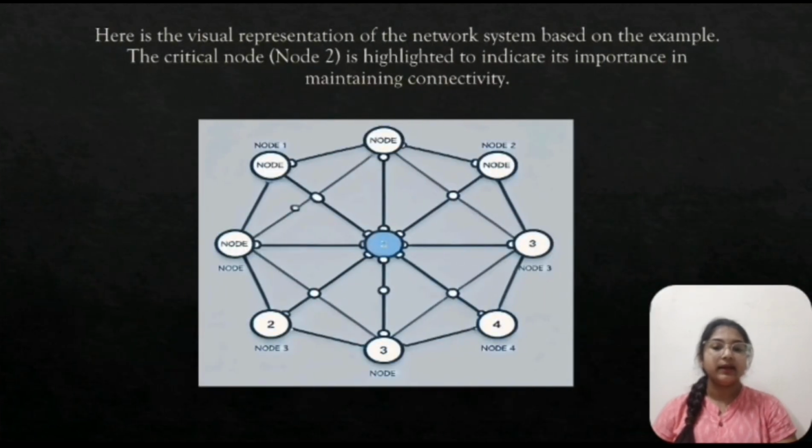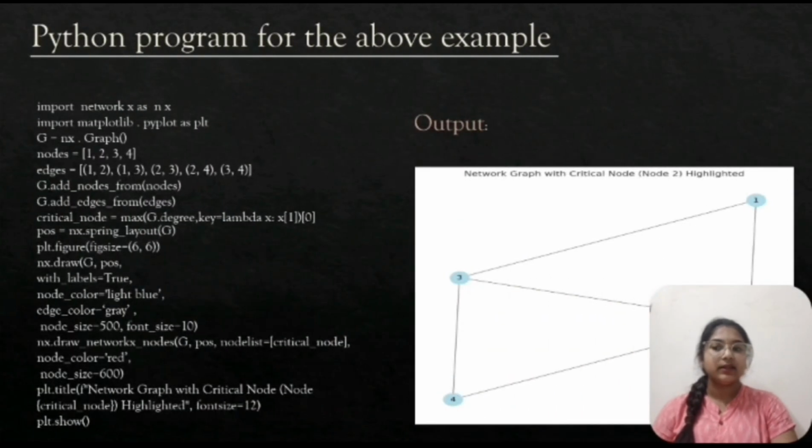So here is the graph, the solution, where node 2 is represented and highlighted to indicate its importance in maintaining the connectivity. Based on the example, this is how it looks. So next, let us consider a Python program for the above example.